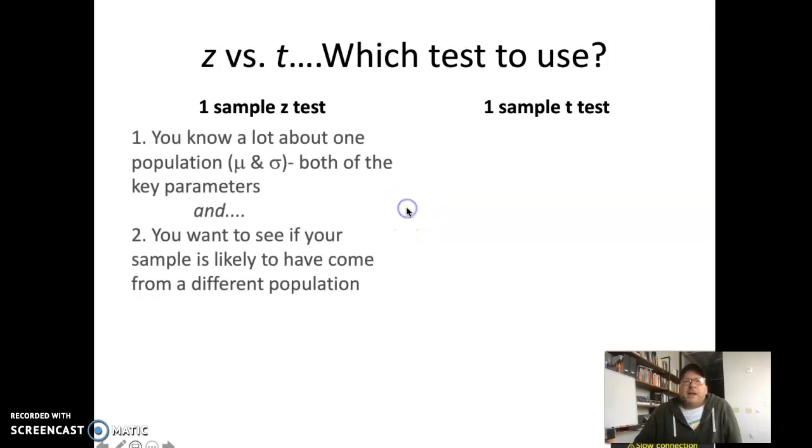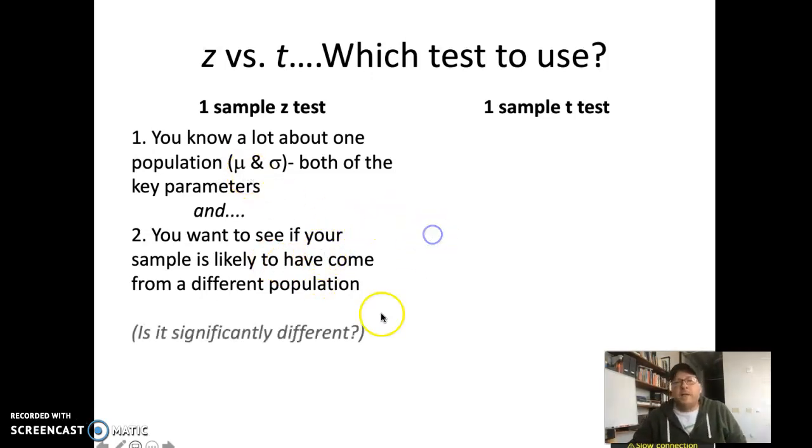So to wrap this up, which test do we use? We're going to have 2 tests in our tool bag here. We'll use a one sample z-test if we know a lot about a population, if we know both the mean and the standard deviation, and we want to see if our sample mean is likely to have come from a different population. To go back to Cassie's hypothesis, we wanted to see if the population of stair climbers was different than the population of resting heart rates. So today we're just introducing a new idea to find out if it's significantly different.